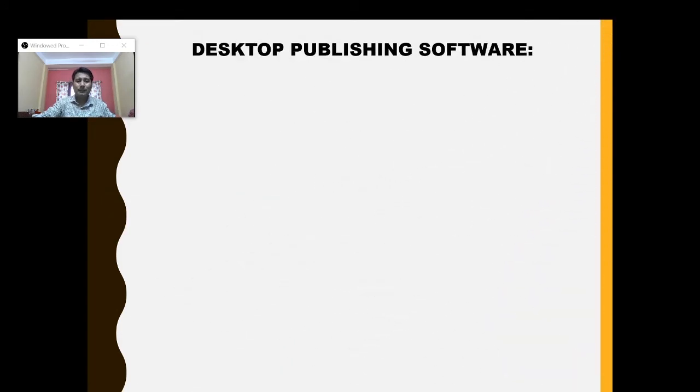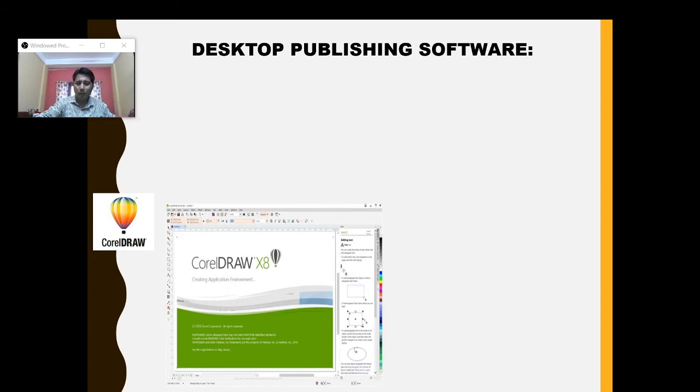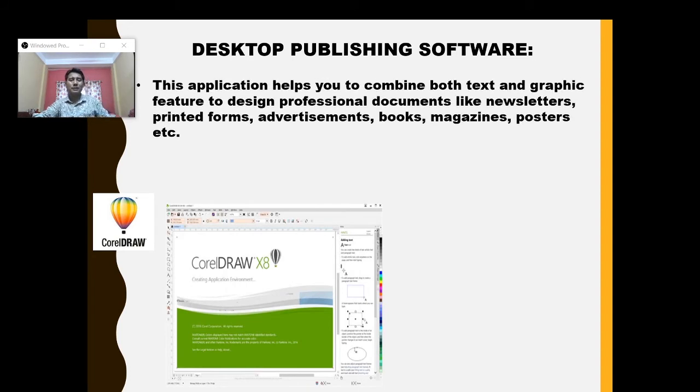Next one is DTP, or what we call desktop publishing software. CorelDRAW is one very good example of desktop publishing software. What the desktop publishing software usually does is help you combine both text and graphics to design professional documents, like for creating magazines, posters, and advertisements, to create a printed form.